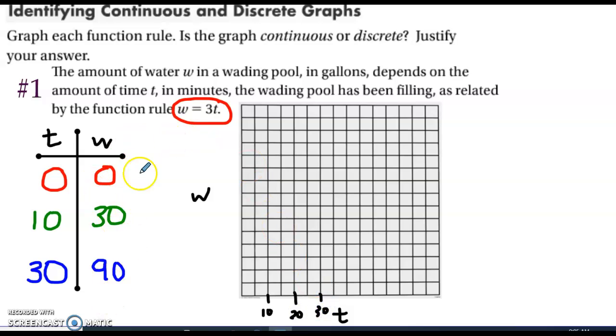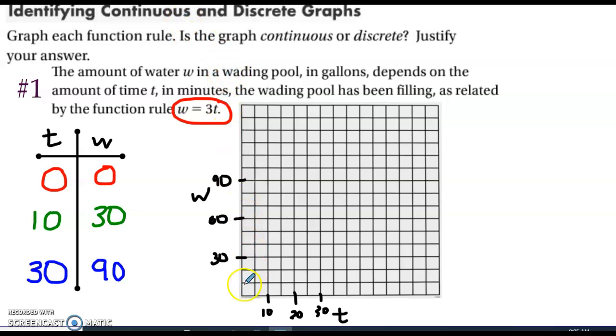I'm going to count over here. I have to go from 0 to... I'm going to count by 10s, but I'm going to label every third one to make it by 30. So we've got 30, 60, 90.